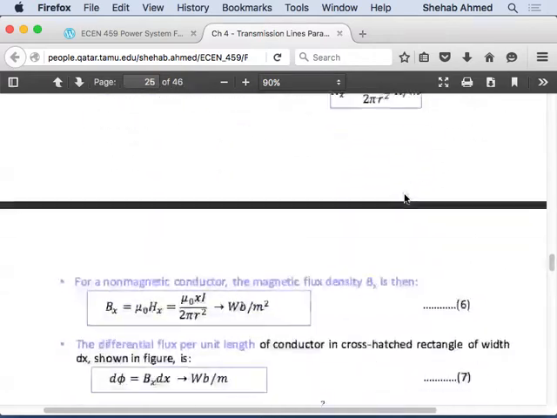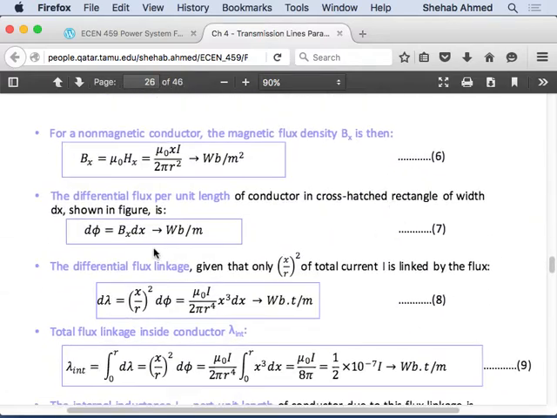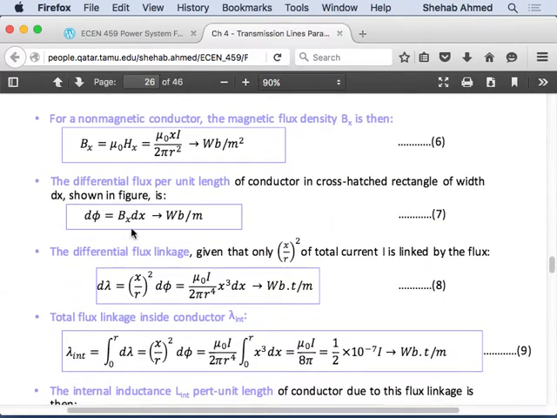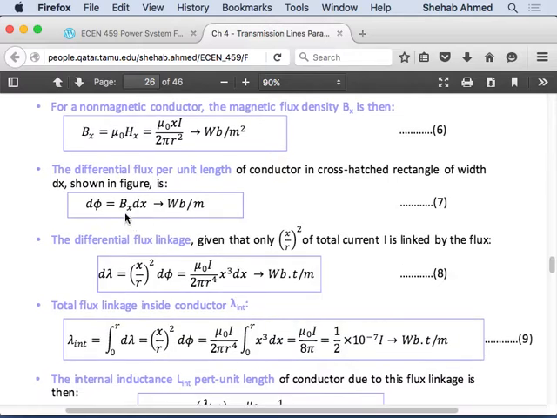So d phi is equal to B times dx. This is the flux density, this is the differential area that it's intersecting, and this is the differential flux. For me to calculate the total flux, I integrate the differential flux over the differential area multiplied by the flux density.